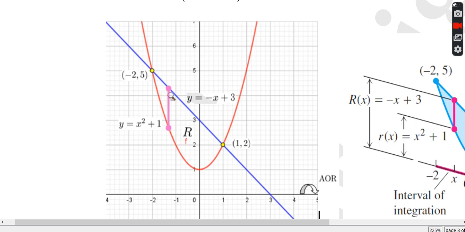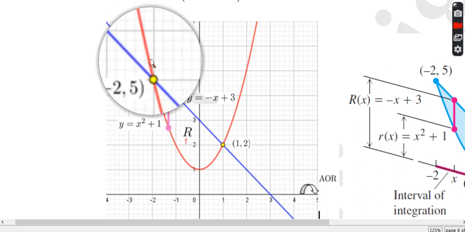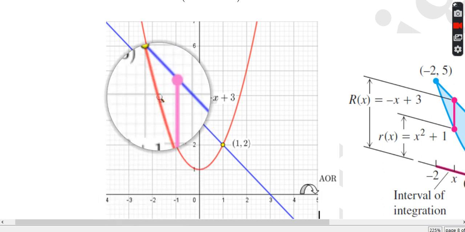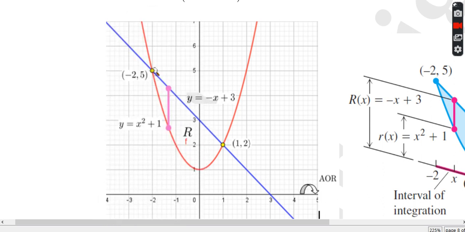So here we can already identify that the upper function of the region is our line y equals negative x plus 3, and the lower function, or the lower curve, is our parabola, which is y equals x squared plus 1. The region extends from x equals negative 2, your lower limit, up to its right boundary, which is at x equals 1.